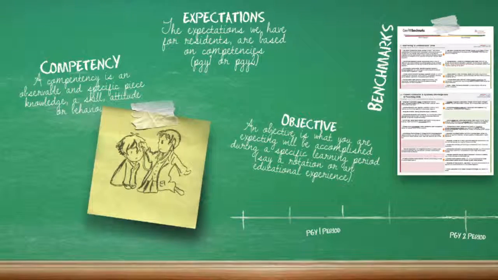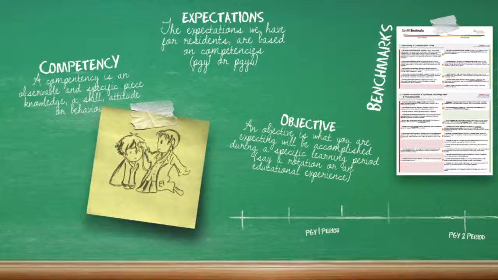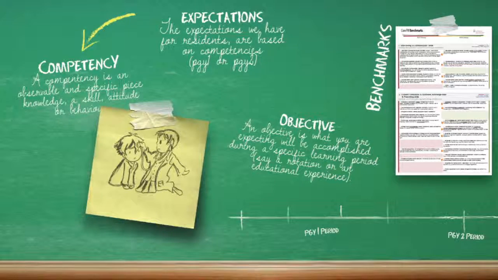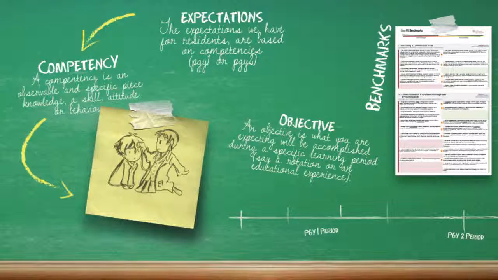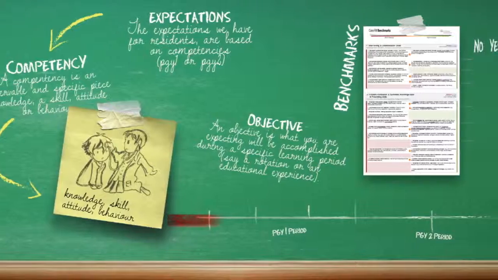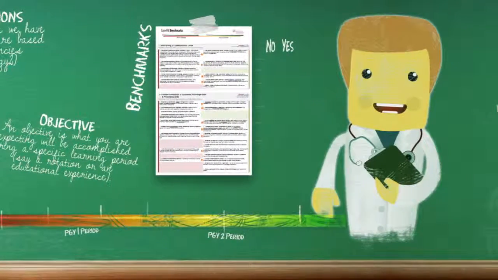The terms we use, like competencies, objectives, expectations, and benchmarks, are all interrelated. The expectations we have for residents are based on competencies. A competency is an observable and specific piece of knowledge, a skill, or an attitude or a behavior. An objective is what you're expecting will be accomplished during a specific learning period, say a rotation or an educational experience. Our benchmarks are essentially expectations for residents, expectations that should be met by the end of a specific training period, like the PGY1 or the PGY2 periods.